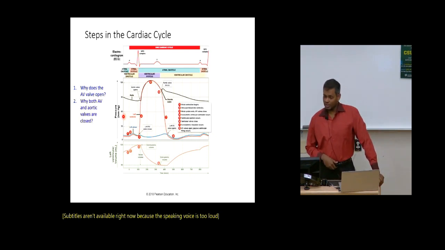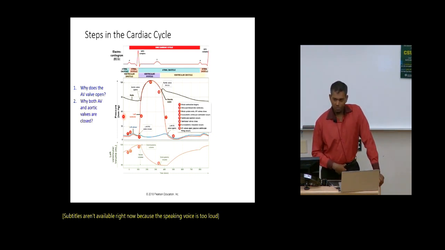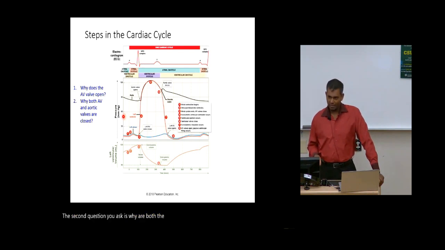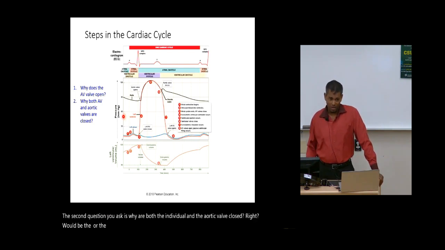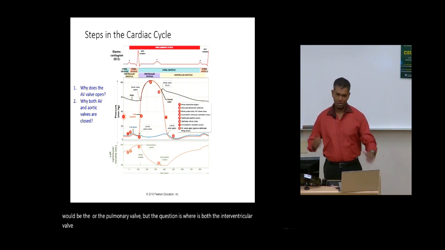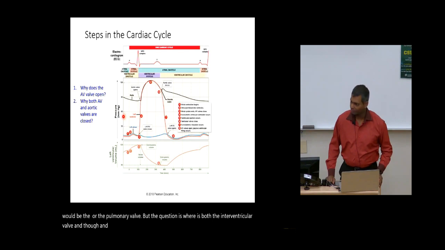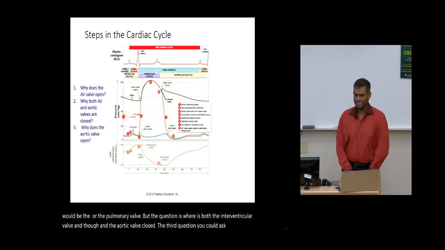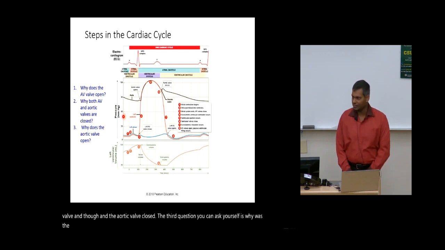The second question you ask is, why are both the AV valve and the aortic valve closed? Right? It could be the aortic or the pulmonary valve. But the question is, why are both the atrioventricular valve and the aortic valve closed? The third question you could ask yourself is, why does the aortic valve open?